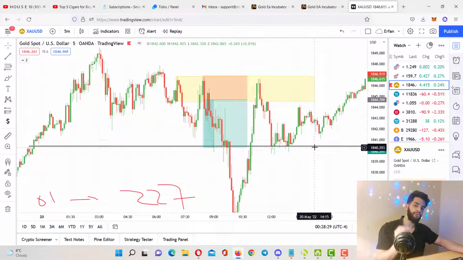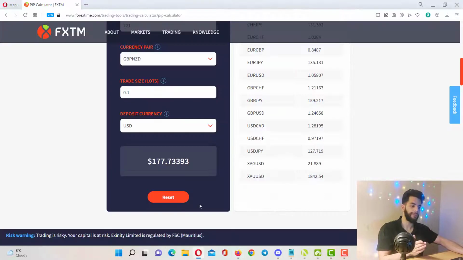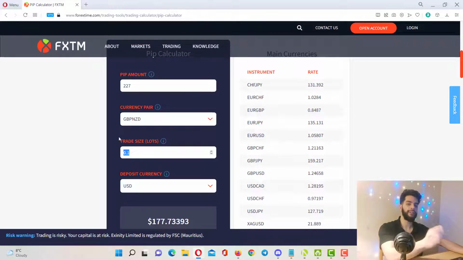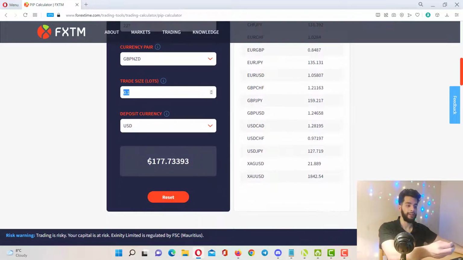What if you want to risk 2% of your balance and you don't want to calculate what 2% is? Because if you go to this website, it just asks for the trade size. You can't tell this website, okay, I want to risk 2%, what's the lot size? No, you need to have the lot size ready for this website in order to get the profit or the loss amount that you're looking for.